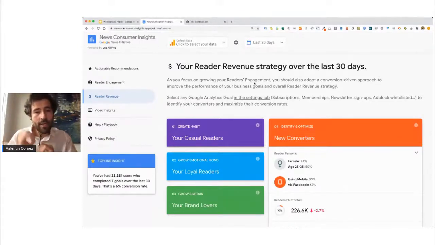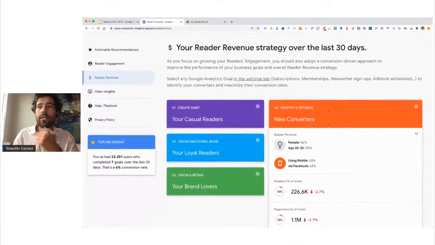If you don't have any goals implemented in your GA account for your conversions, you can still access our recommendation for subscription and membership by clicking on one of those links. There will be a link appearing there that will redirect you to the actionable recommendation page, and you will access those recommendations straight away. But if you're still interested in those insights, you should implement GA goals and activate them in this report. So let's take a look at the report.